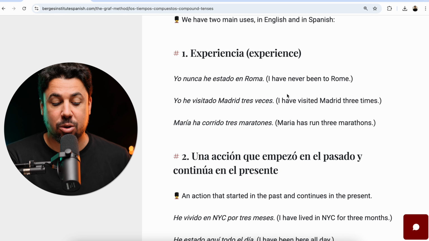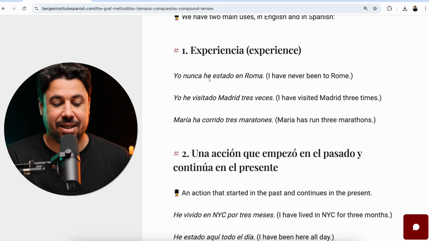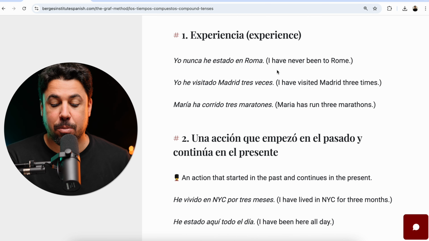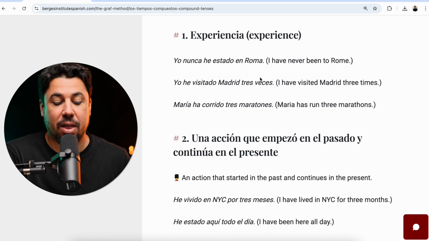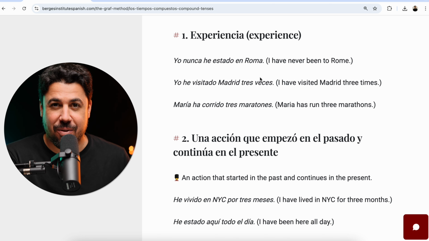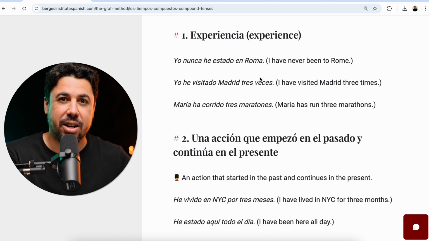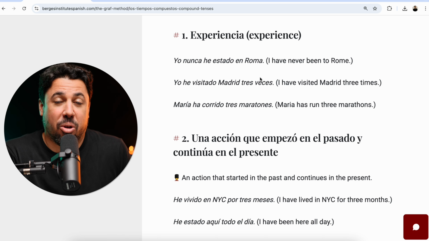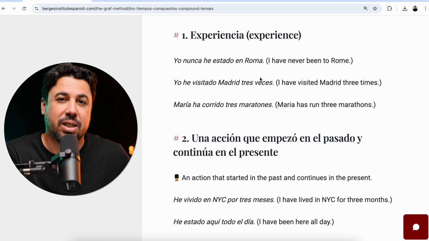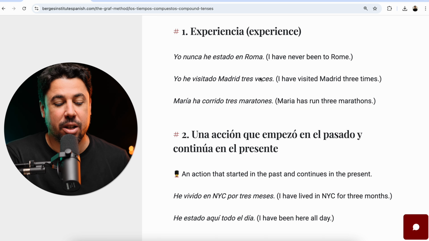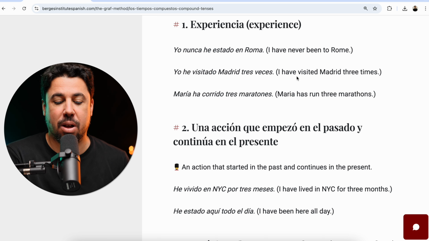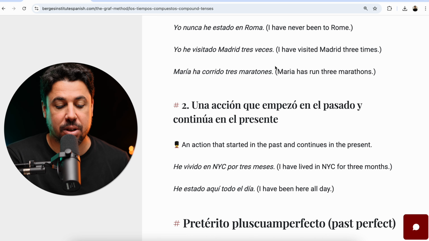So I have never been to Rome. Yo nunca he estado en Roma. I have visited Madrid 3 times, like in my lifetime. Yo he visitado Madrid 3 veces. Very different from saying I visited Madrid this year and then I visited this other year. For that, in Spanish, we will also use the past tense, the pretérito perfecto simple. I visited, yo visité. But I have visited is experiential. It's like in my life up to this point. So, yo he visitado Madrid 3 veces. I have visited Madrid 3 times.